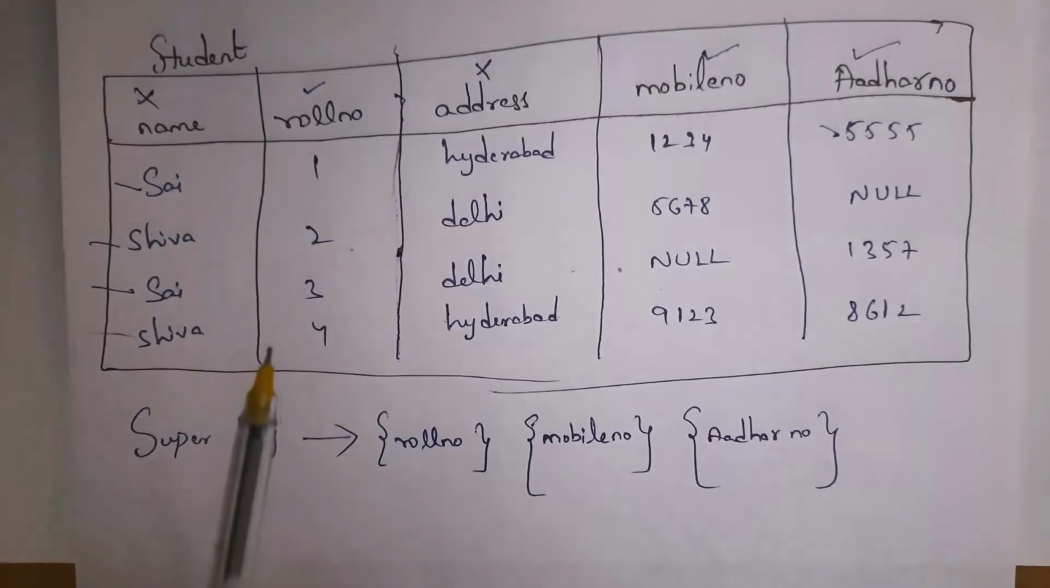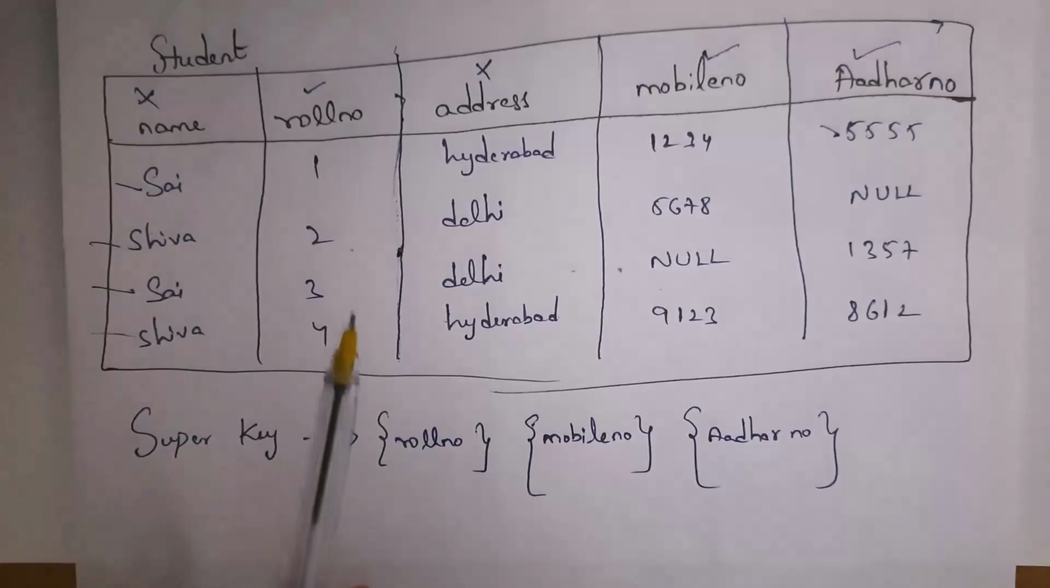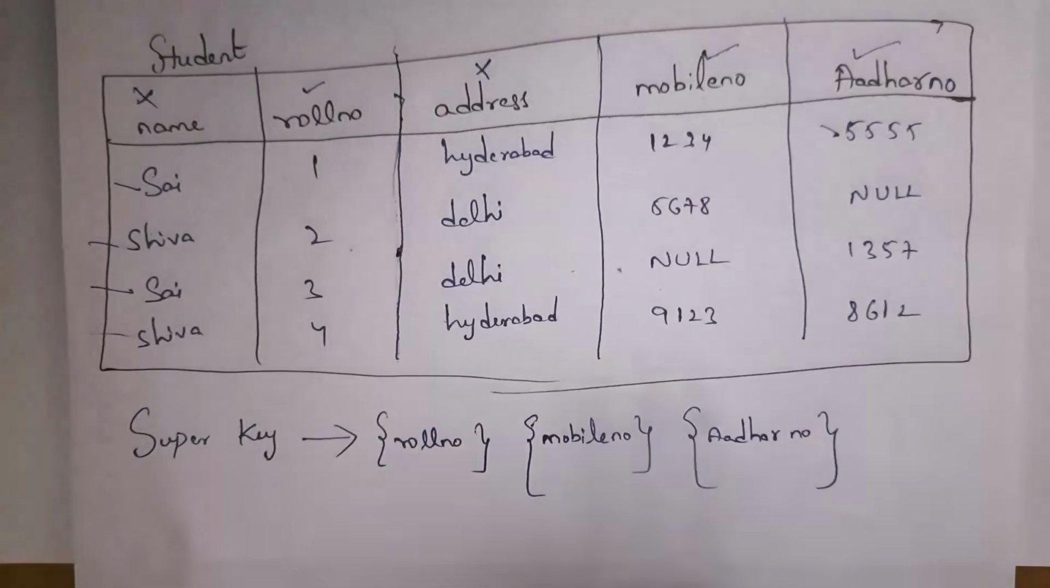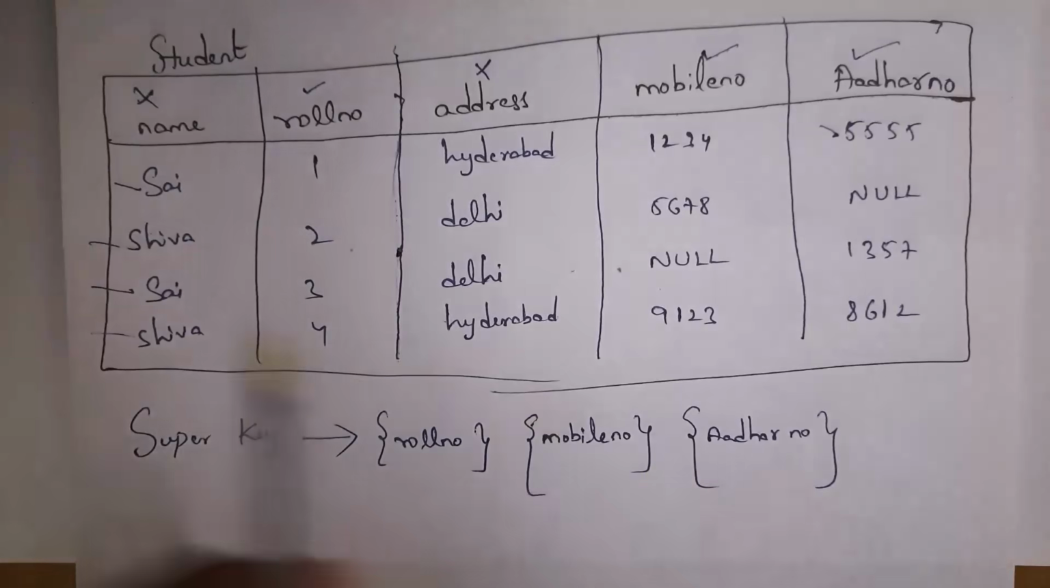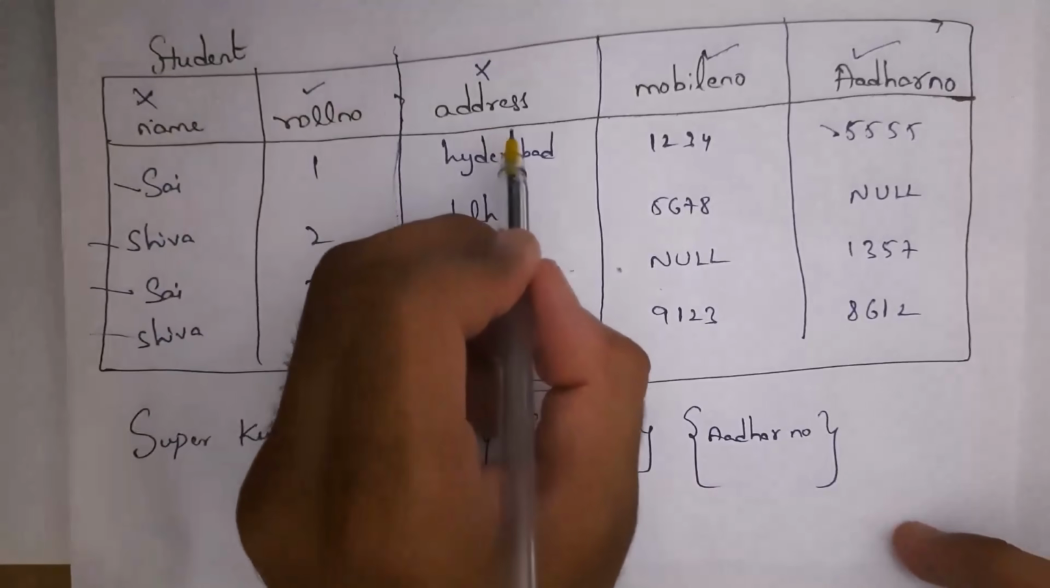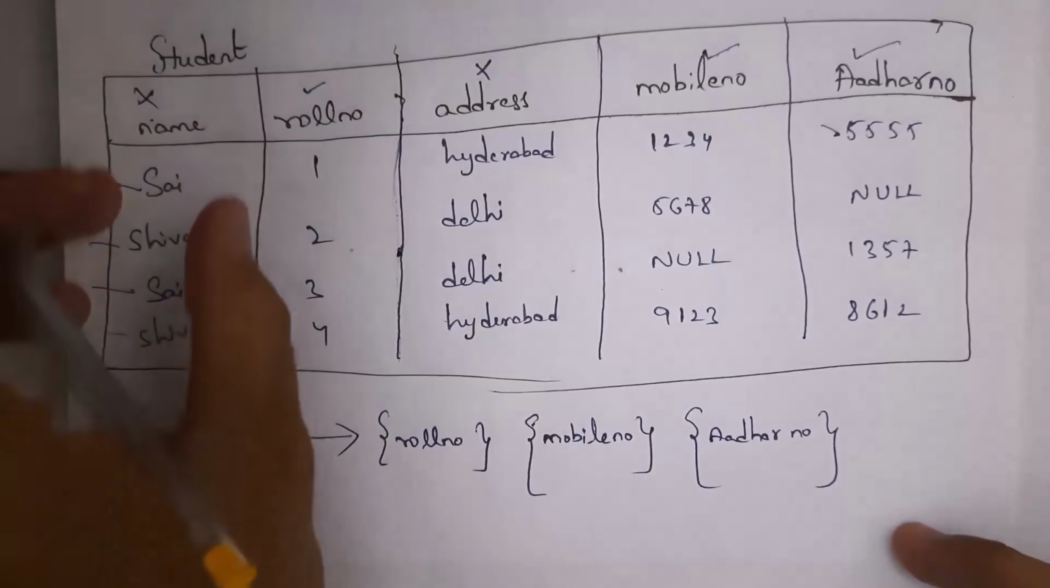In this student table, in total there are 3 super key columns. They are roll number column, mobile number column, and Aadhaar number column. So I took 3 columns in 3 sets. And here the name column is left and the address column is left. Here the name column is not a super key.